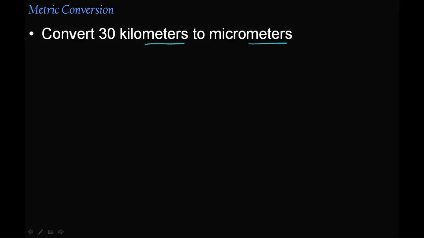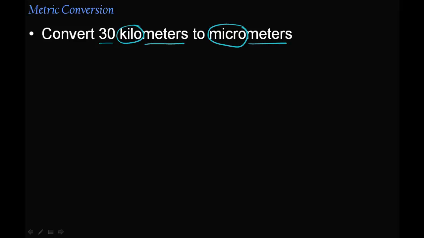Then we want to recognize our prefixes. So here we have kilo and micro as our prefixes. And the number in the beginning, we're going to hold on to that for now, and we'll use it at the end. We want to use the prefix kilo and micro to determine our conversion factor to get from kilo to micro. And once we determine this conversion factor, we can times our original number, which is 30, by that number to get our final answer.